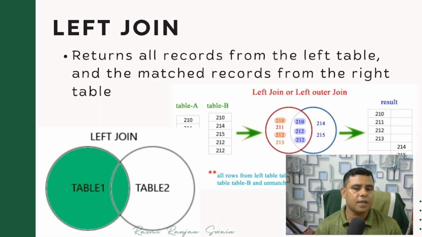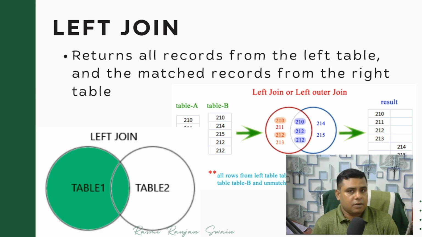Now we'll go for the left join. So left join returns all the records from the left table and the matched records from the right table. In this left join, if the scenario is that you want to extract the data from both the tables, but you need all the data from the left side table and the matching data from the right side table, in that time you will use the left join.